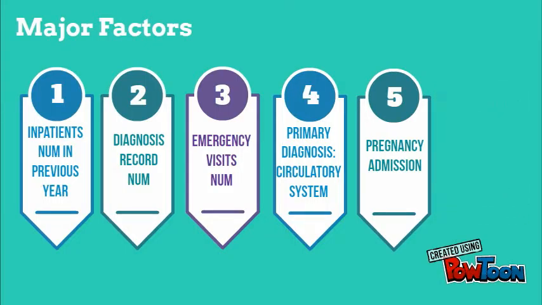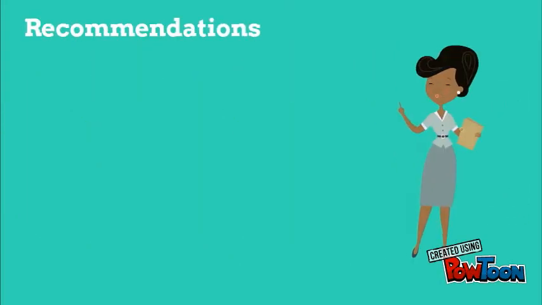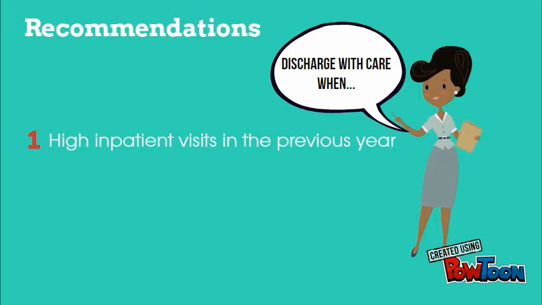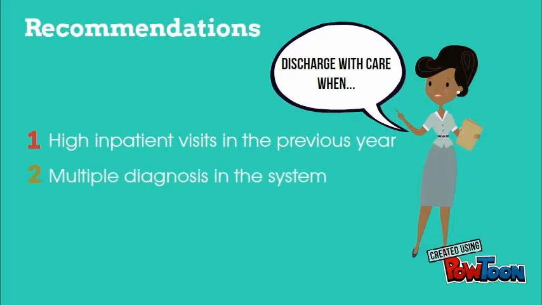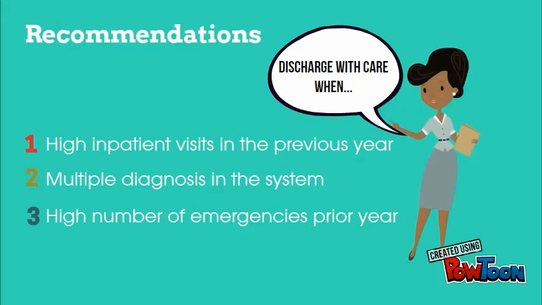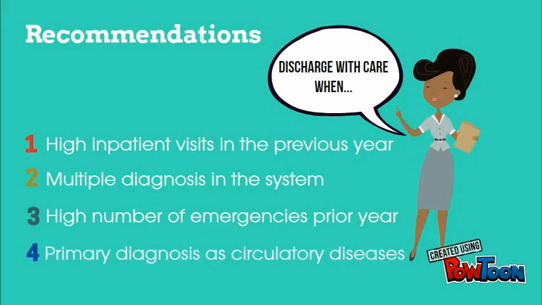affect the readmission. The recommendations to the hospital based on the top 5 insights would be to carefully monitor the patients at the time of discharge, especially when the patients have had prior inpatient visits in the previous year, have had multiple diagnoses recorded in the system, number of emergency visits in the prior year being high, and those who may have had primary diagnoses related to the circulatory system.